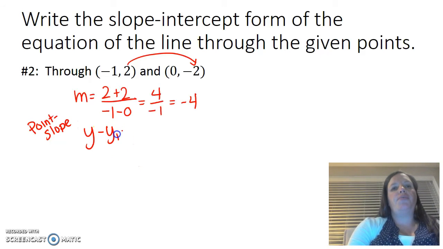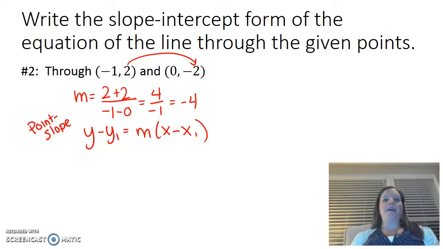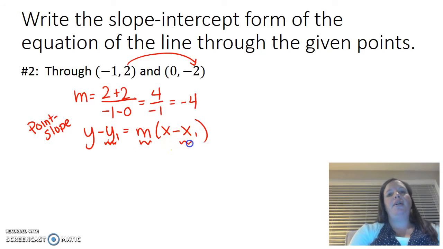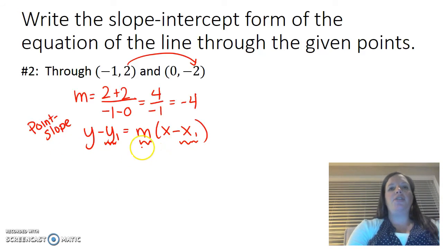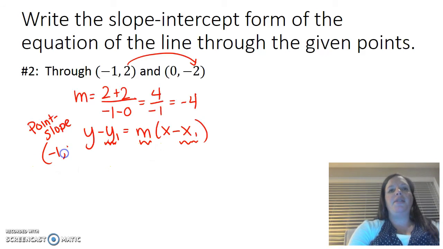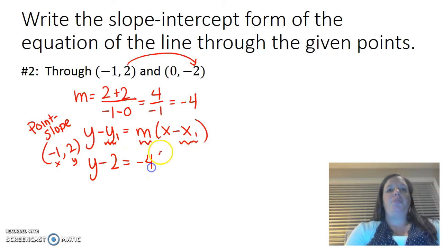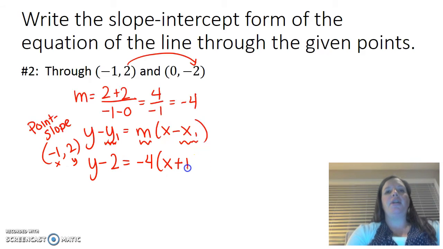So if you remember point-slope form, and again, go back and look in your notebook, point-slope form is y minus y1 equals m parentheses x minus x1. We're going to fill in m, x1, and y1. So I'm going to take my slope, and I'm going to take a point. So there's my x and my y. So I'm going to say y minus, the y value I have is 2. I'm going to plug in my slope, and then I have x minus negative 1. So that's going to become plus 1.